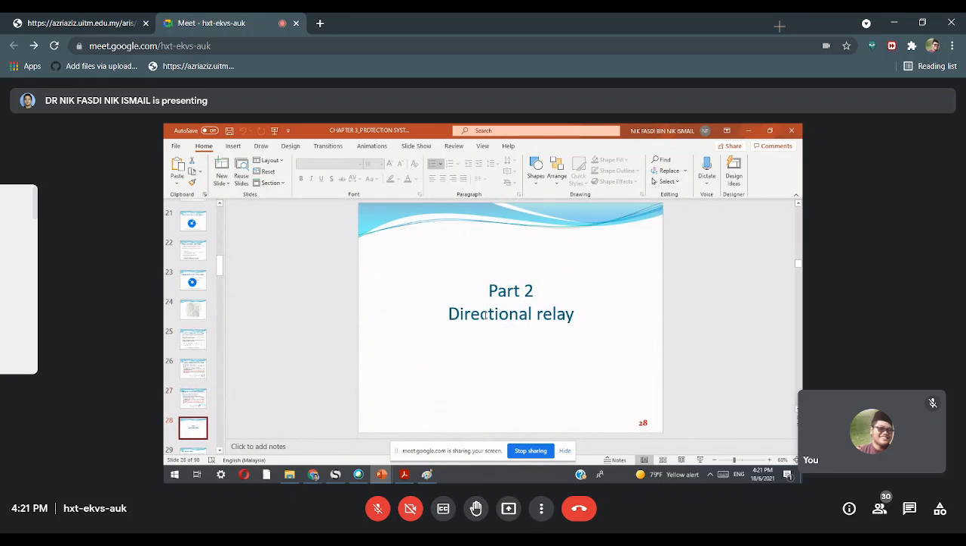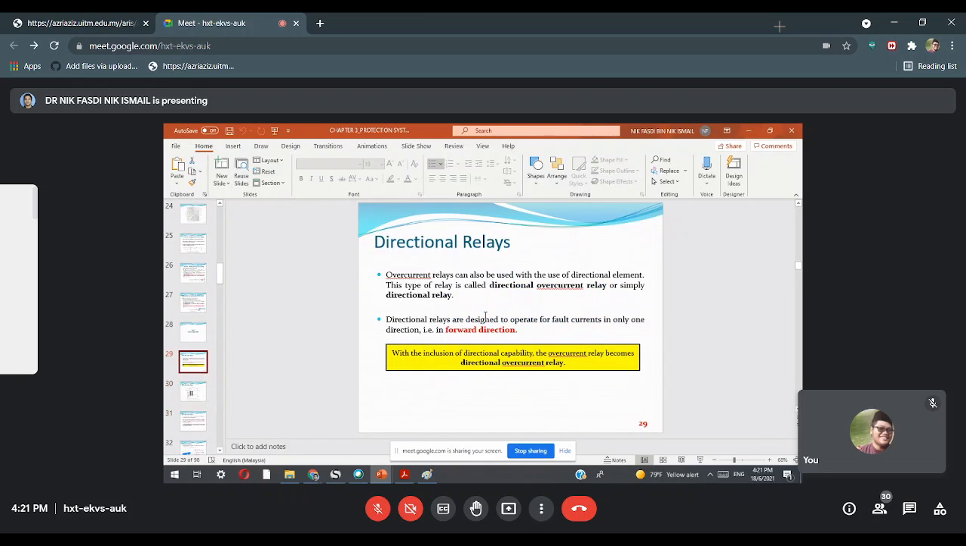Okay, now we go to the directional relay. Nama pun directional relay, so you can imagine dia based on the direction. Overcurrent relay can be also used with the use of directional elements. This type of relay called directional overcurrent relay or simplified directional relay. Directional relay are designed to operate for fault current in only one direction, in forward direction.